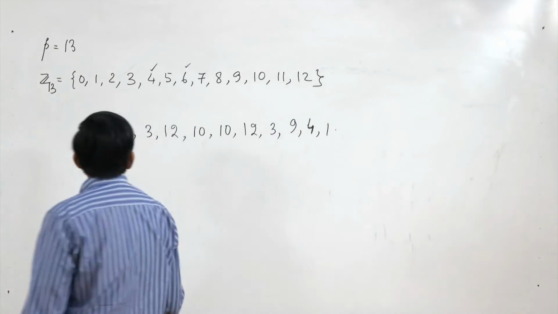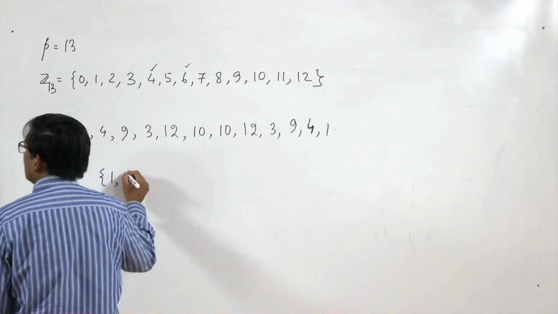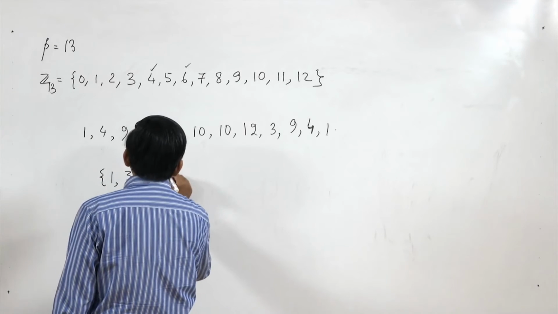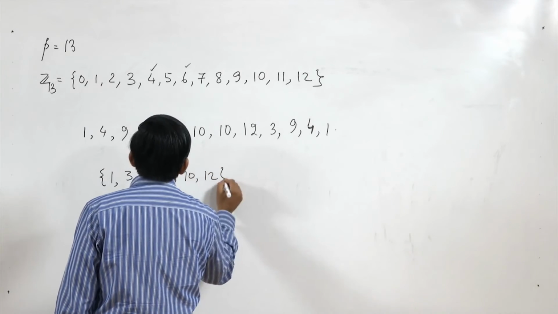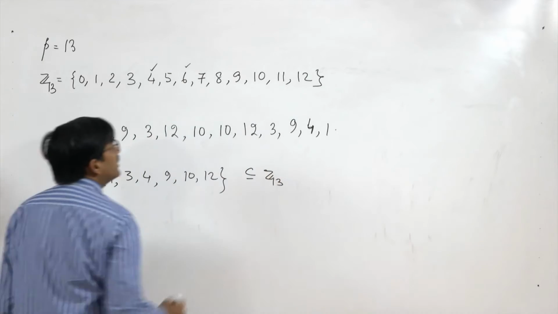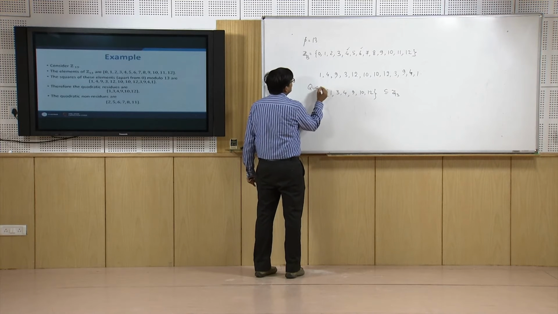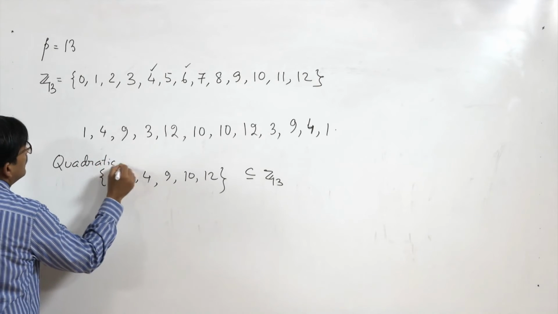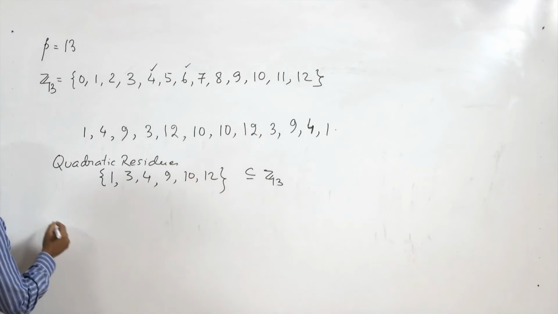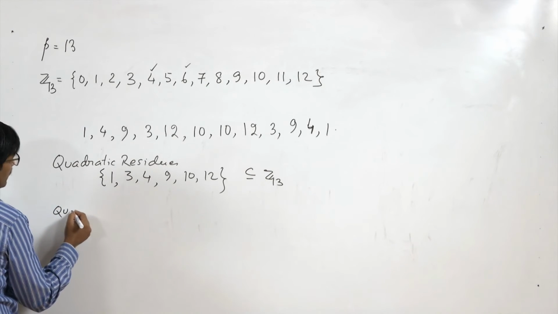So, I have got the set of quadratic residues which are 1, 3, 4, 9, 10 and 12. So, inside Z sub 13 these are quadratic residues, and the rest are quadratic non-residues apart from 0. We do not say anything about 0.